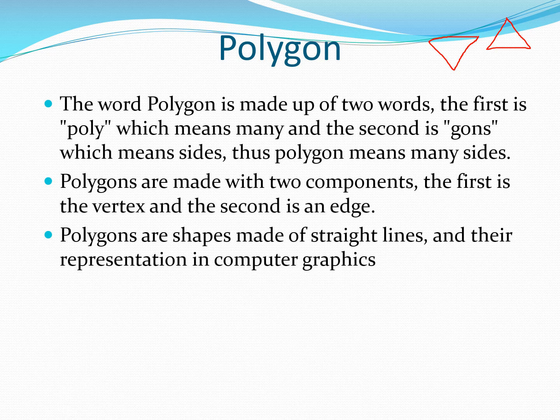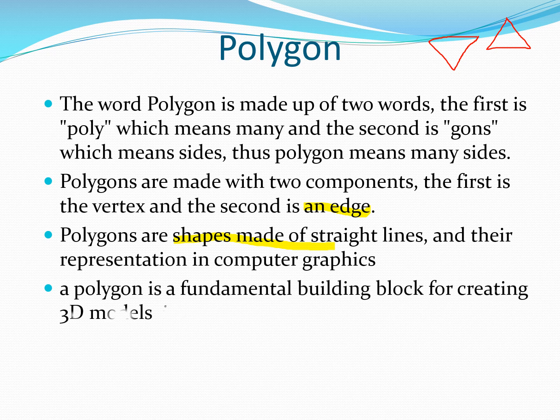Polygons are made with two components. The first is the vertex and the second one is the side, or edge. Using vertices and edges, we can make a polygon. These are shapes made of straight lines, and they are used in computer graphics to make different objects and create an image.